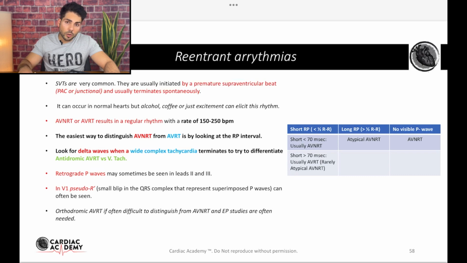We can distinguish AVNRT versus AVRT by looking at the RP interval. In the case of AVNRT, the RP interval is going to be less than 70 milliseconds. And in the case of AVRT, it's going to be more than 70 milliseconds. Occasionally, we can see retrograde P waves, especially in leads 2 and 3. And in V1, occasionally we can also see pseudo R waves. In this case, they're going to look like small blips in the QRS complex, and they represent superimposed P waves, okay? Very good.